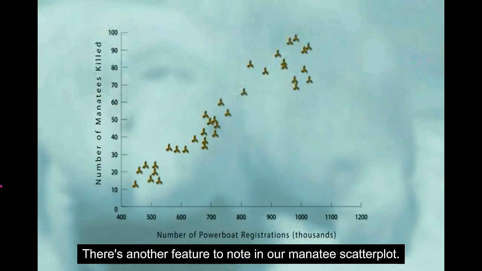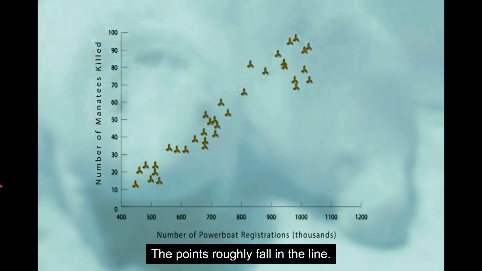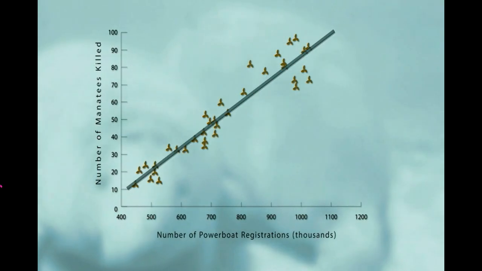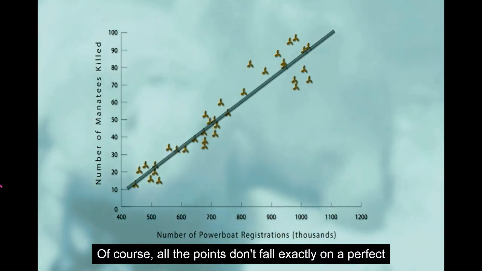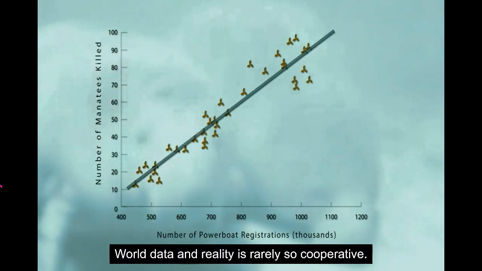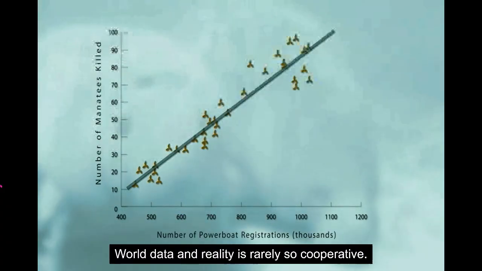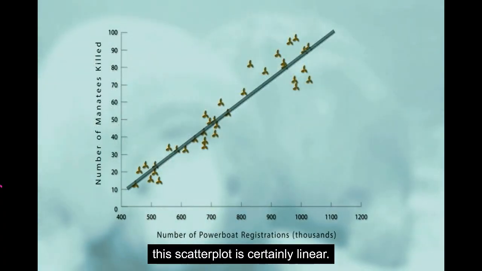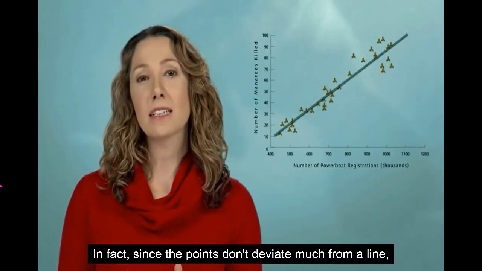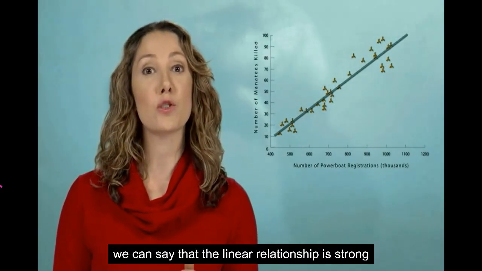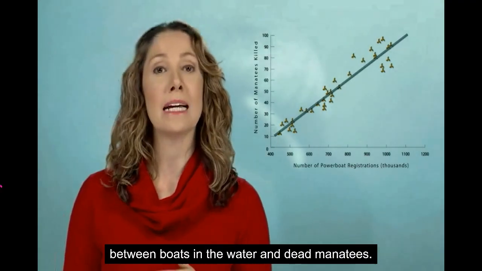There's another feature to note in our manatee scatter plot. The points roughly fall in a line. We call this pattern linear. Of course, all the points don't fall exactly on a perfect straight line because this is real-world data, and reality is rarely so cooperative. But within the realm of statistics, this scatter plot is certainly linear. In fact, since the points don't deviate much from a line, we can say that the linear relationship is strong between boats in the water and dead manatees.